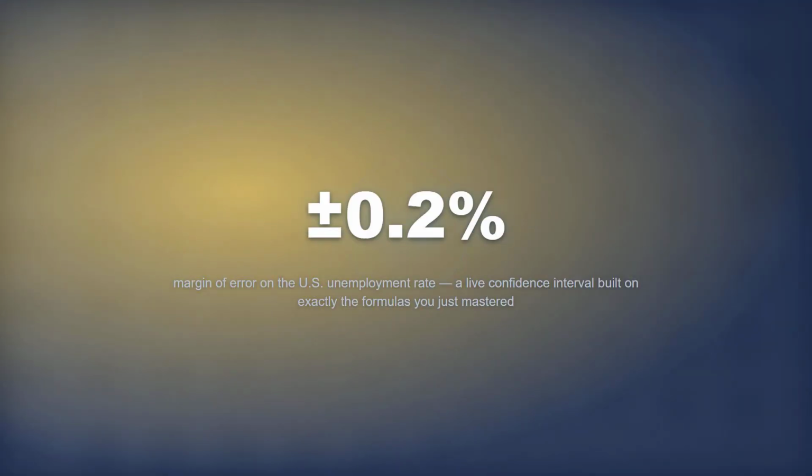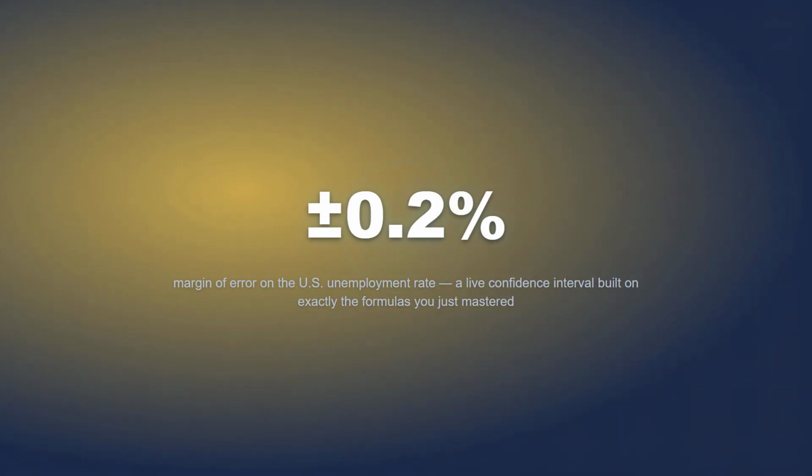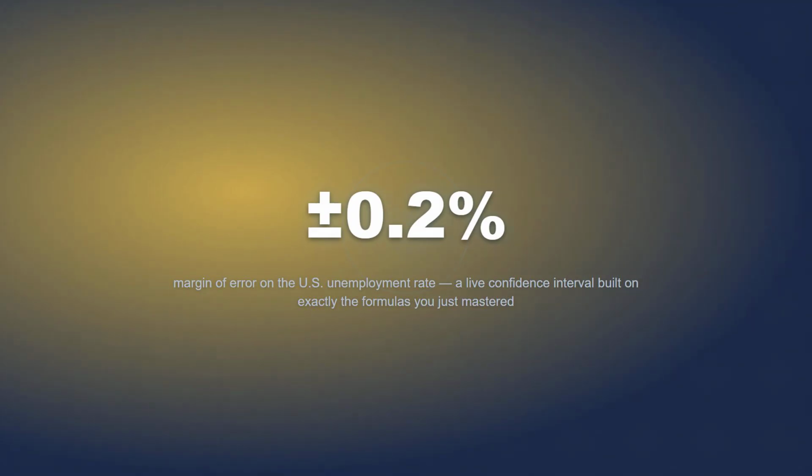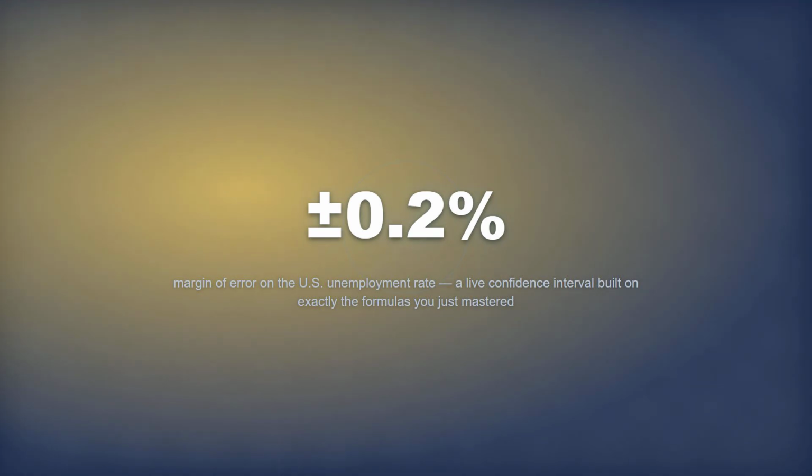60,000. That is all it takes. 60,000 households, sampled carefully, to estimate the employment status of 330 million Americans, with a margin of error of 0.2%. The central limit theorem made that possible. The standard error quantified the uncertainty. The confidence interval communicated it honestly. These are not abstract exam formulas. They are the mathematics behind every economic statistic, every clinical trial result, every risk model at every major bank.